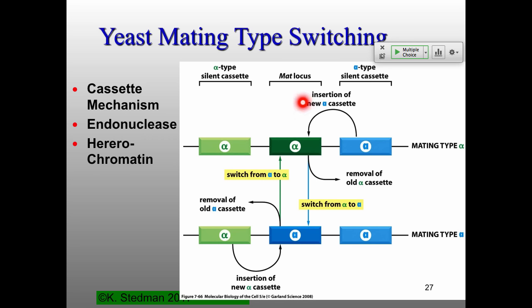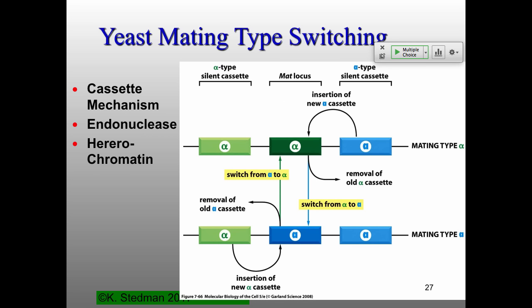What's important for how the cell is reacting is what genes are being expressed. So is it the alpha genes that are being expressed or the A genes that are being expressed? And what's called the mating type locus, that's an active part of the genome. So how do you change? How do you change from A to alpha and alpha to A?